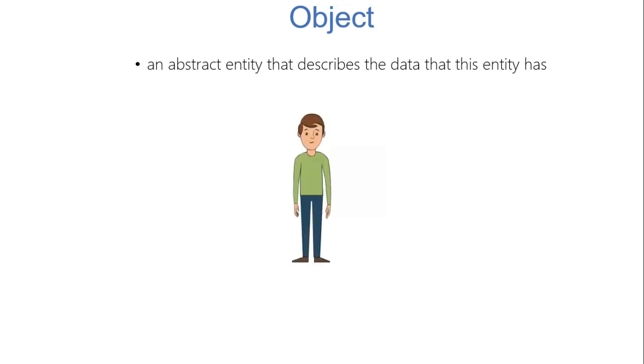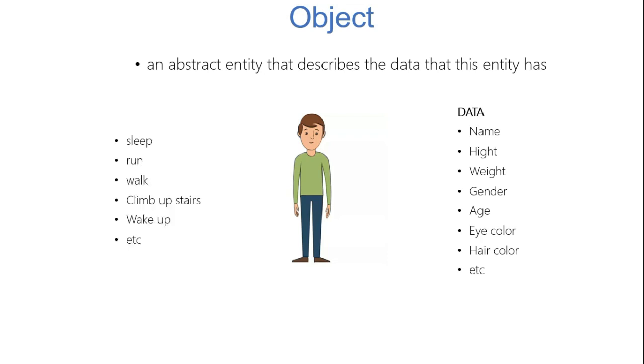Here is the analogy. To describe a person as a person, the person has name, height, weight, gender, age, eye color, and so on. These we call data. Apart from data, to define himself as a person has abilities such as can sleep, run, walk, climb upstairs, wake up, and so on. These we call action. Certainly, there might be some action that some people can do that others cannot, like playing the piano, but there are some action which are common for all people.